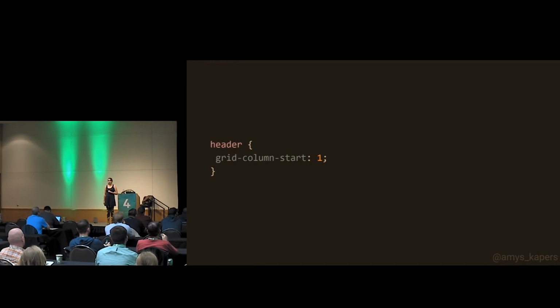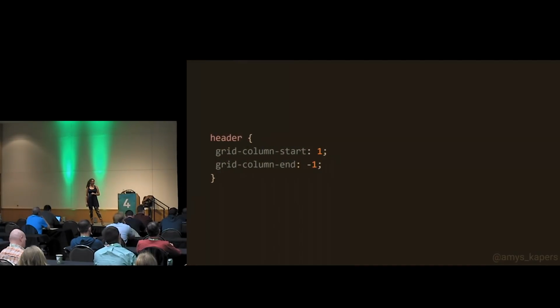We're then going to start to place our elements in the grid. To do this, we can use the grid column start property. This tells it where we want a particular element to start in the grid. We want the header to start right at the beginning, so grid column start 1. We then want it to go all the way to the end of our grid, and to do this, we're going to use grid column end -1.